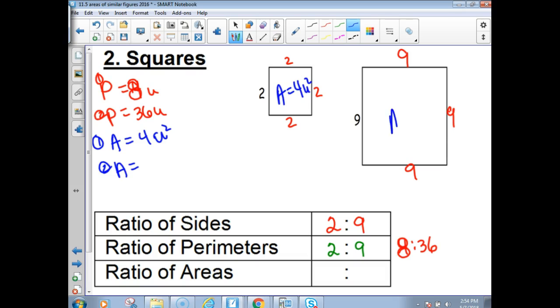Area of the second one will be 81. You multiply 9 times 9. And 4 to 81 doesn't reduce. So it's just 4 to 81 for the ratio of the areas. Notice anything about the numbers yet? Those are square units.